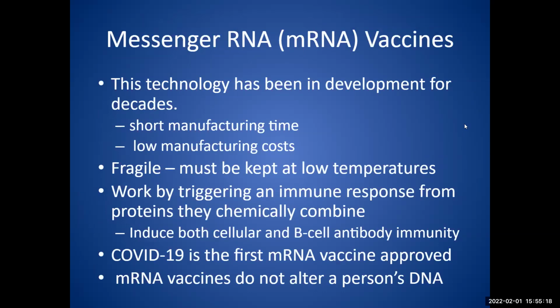Okay, so the messenger RNA vaccines, mRNA, these are the hot topic right now, right? So this technology has actually been in development for decades. I think 1970 was the first time it was used. So it has a very short manufacturing time and very low manufacturing costs, right? So it doesn't cost very much to make, and they can make it very quickly, which is why this delivery system was chosen for developing the COVID-19 vaccine.